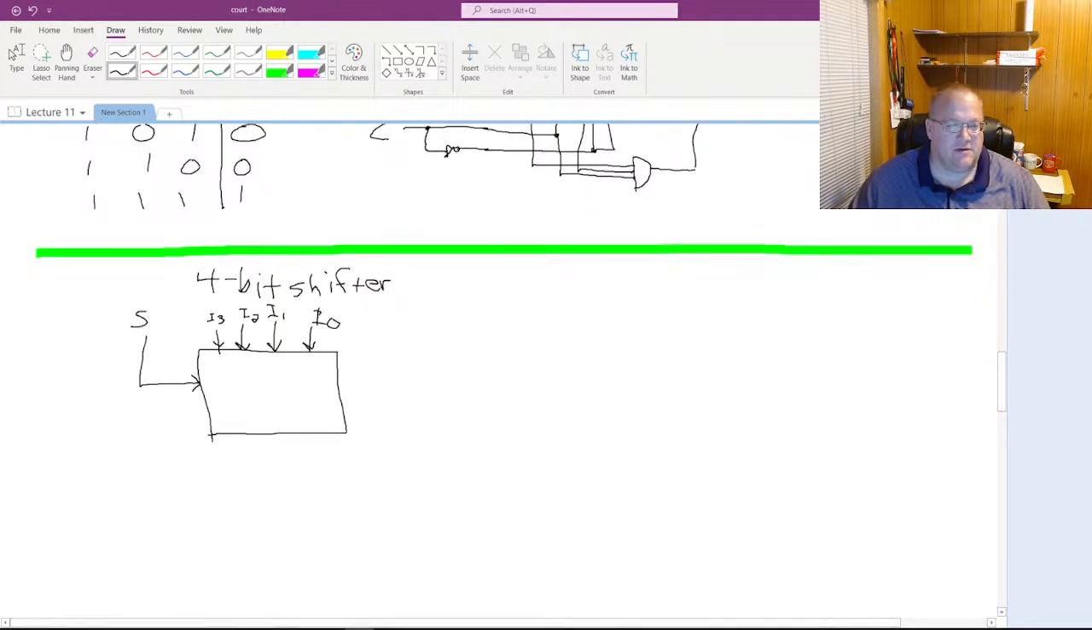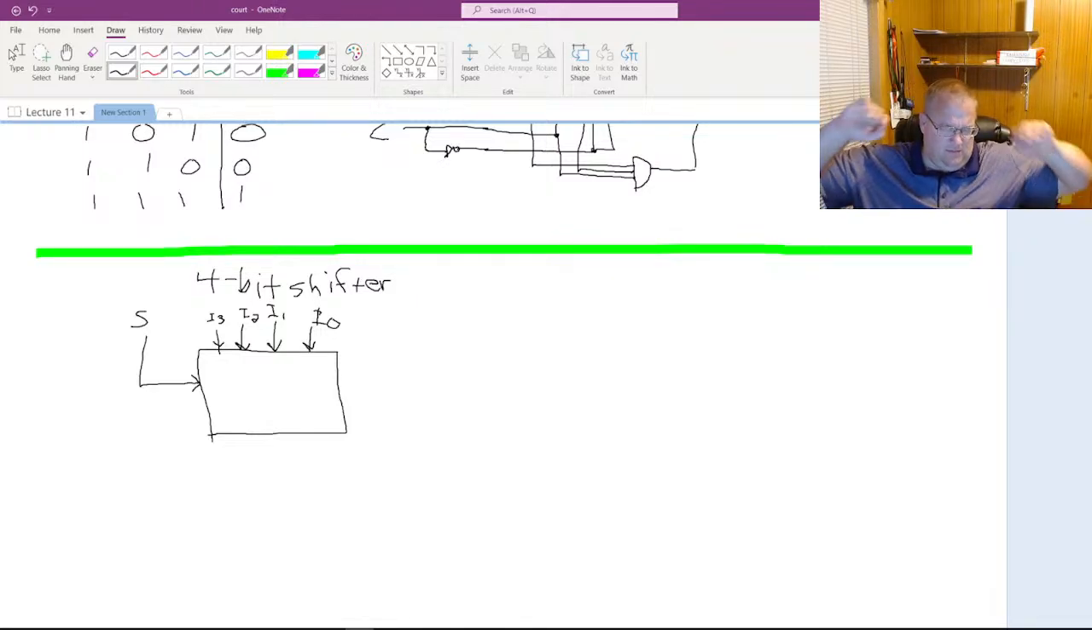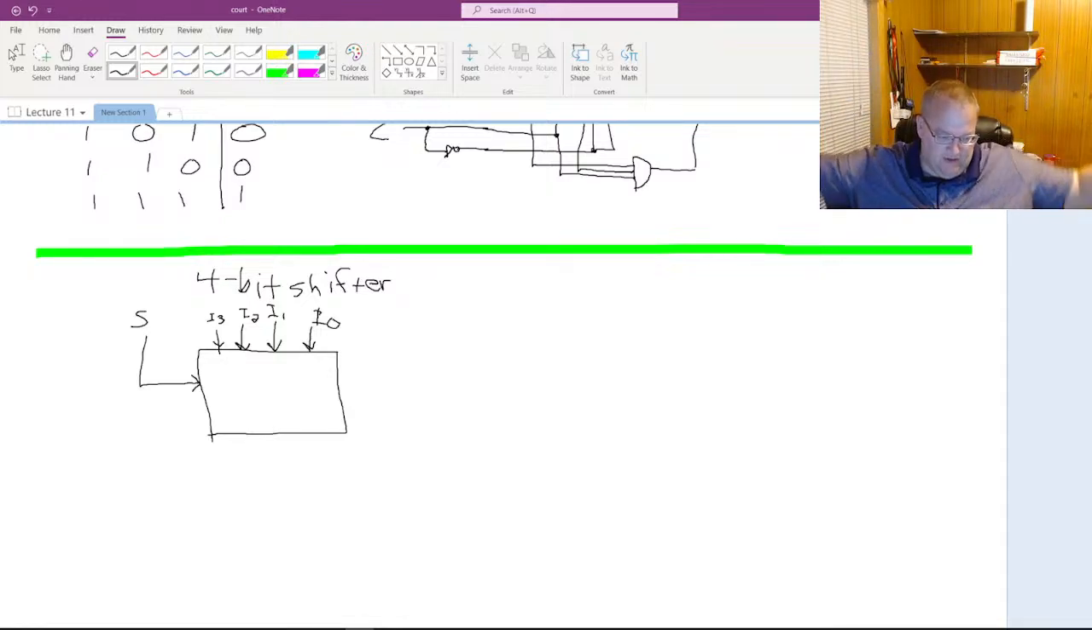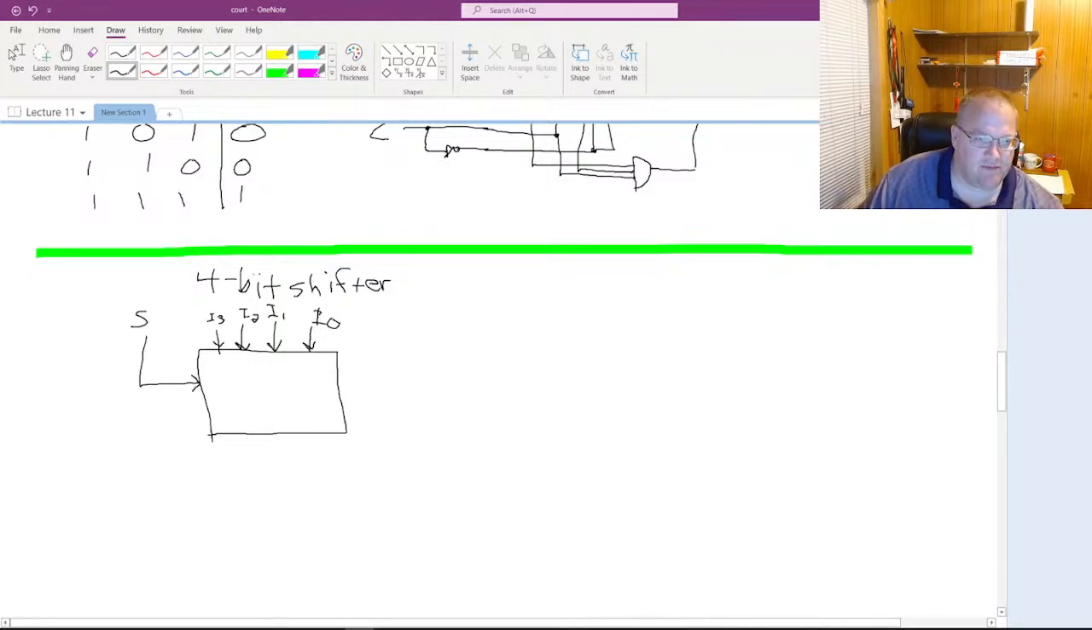So what this says is that this is going to shift. It's either going to multiply by 2 or divide by 2, throwing away anything that falls off the edges, and just replaces them with zeros on the other side. I'll leave it to you to figure out how this is implemented.